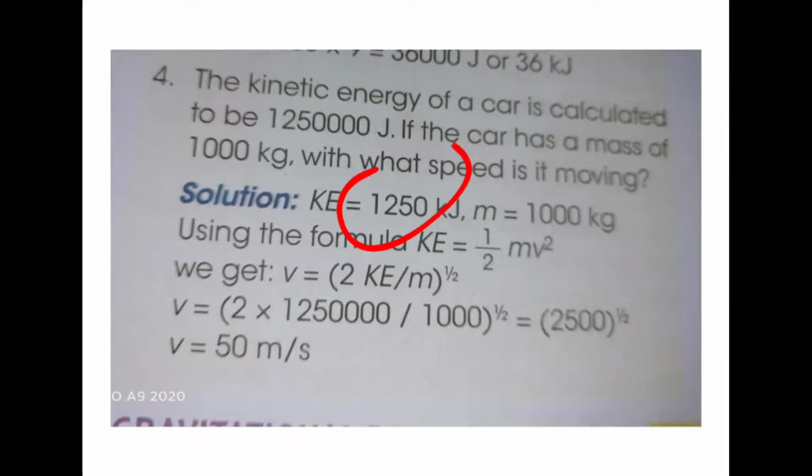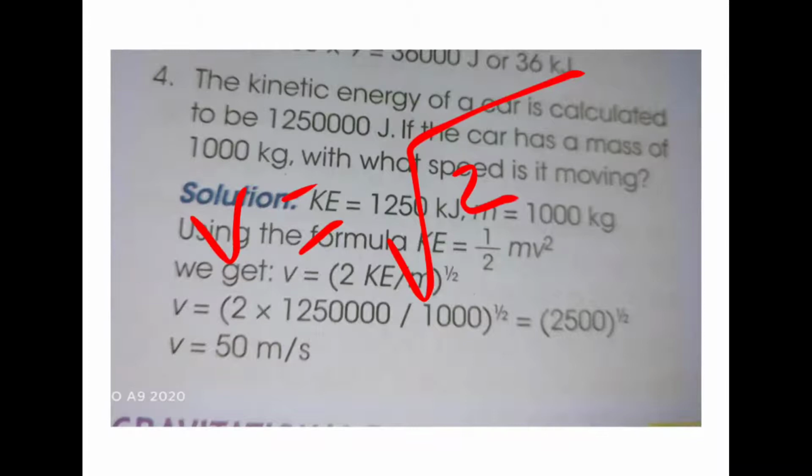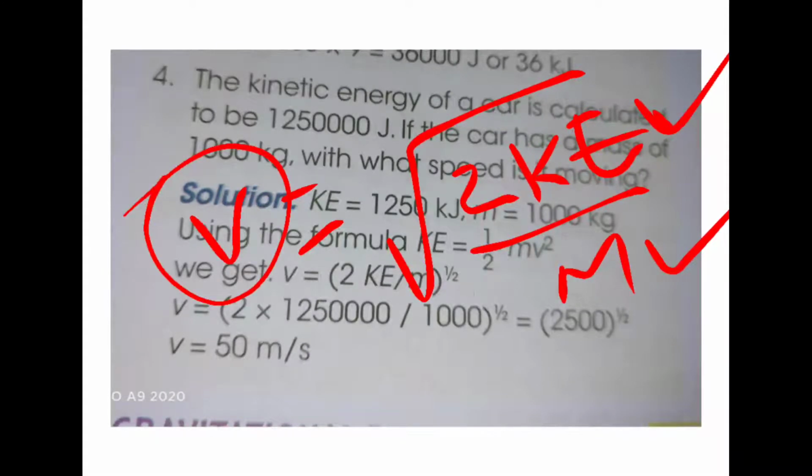Here you see kinetic energy is given, mass is given, you have to find velocity. So velocity can be written as V equals root under 2 KE by m. This is the formula in order to find velocity. Kinetic energy is given, mass is given, so you put them in this formula and you will get velocity. So remember this formula.